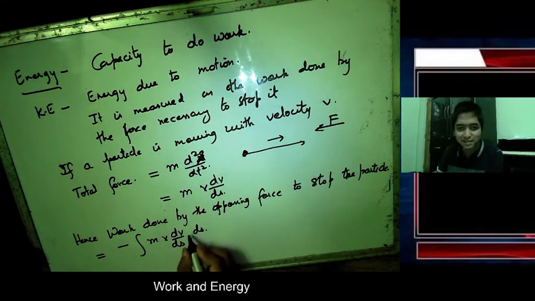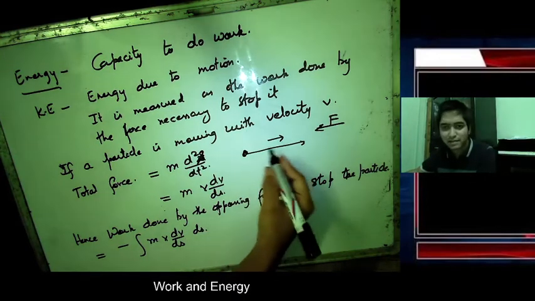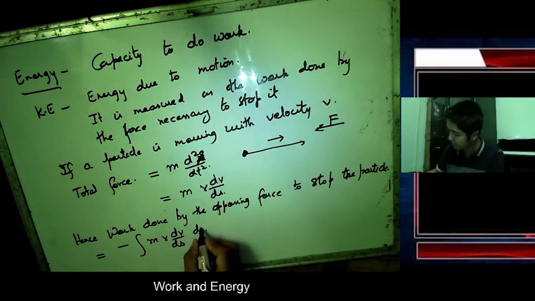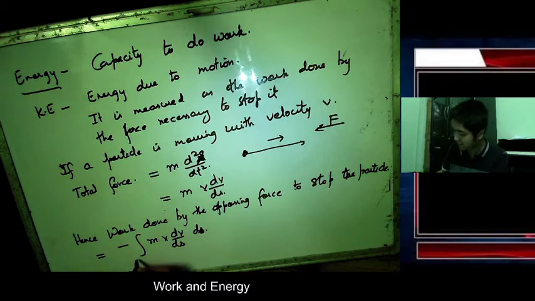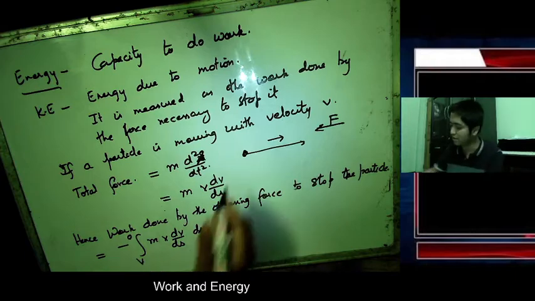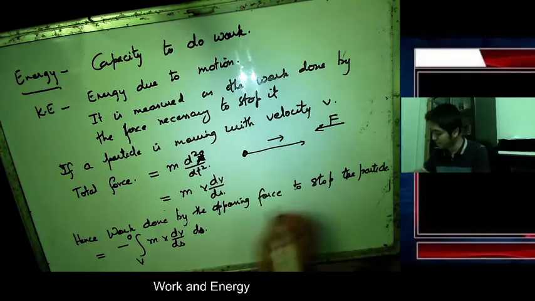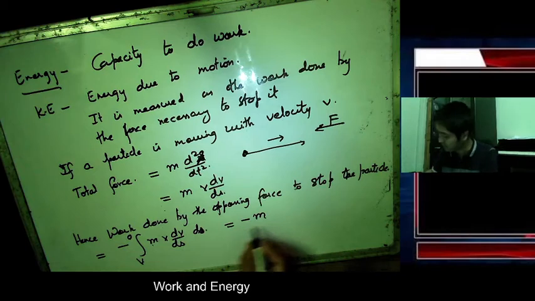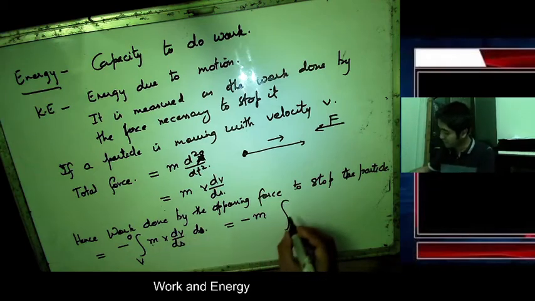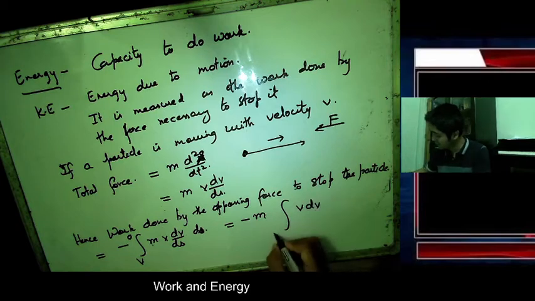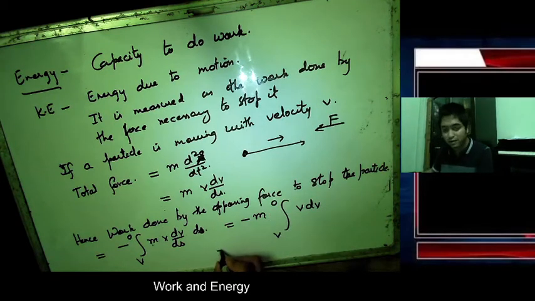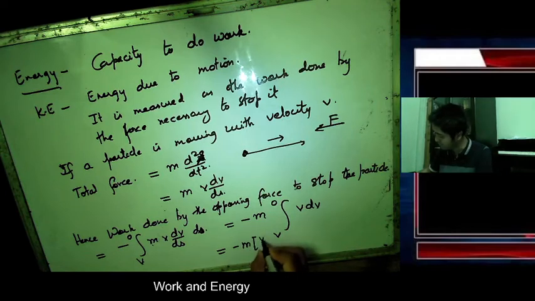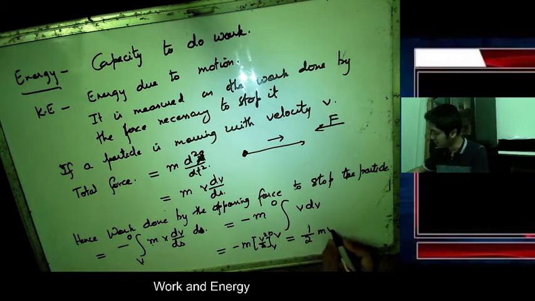The displacement, again, it is ds. You can even write dx if it is linear. So I will write it like this. The velocity changes from v to 0, because we need to stop the particle. So over here will be minus m. You can take it outside because the mass is constant. dv, so you will be having v dv, v to 0. On simplifying, you will be having mv squared by 2, v to 0. So ultimately you will be having 1 by 2 mv squared.